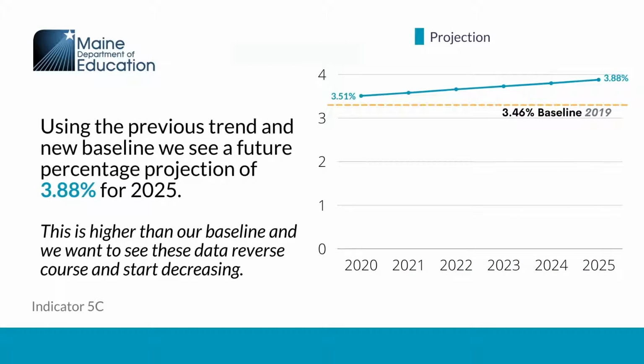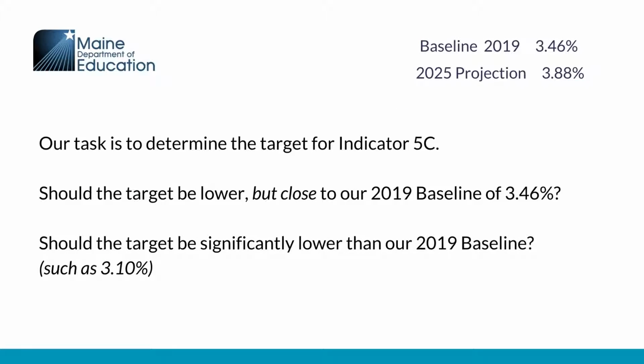Using the previous trend and new baseline, we see a future percentage projection of 3.88% for 2025. This is higher than our baseline, and we want to see these data reverse course and start decreasing. We need to decide what we want our targets to be based on these data. Our target needs to be lower than our baseline of 3.46%. Should the target be lower but close to our 2019 baseline of 3.46%, or should the target be even lower than our 2019 baseline, such as 3.10%?